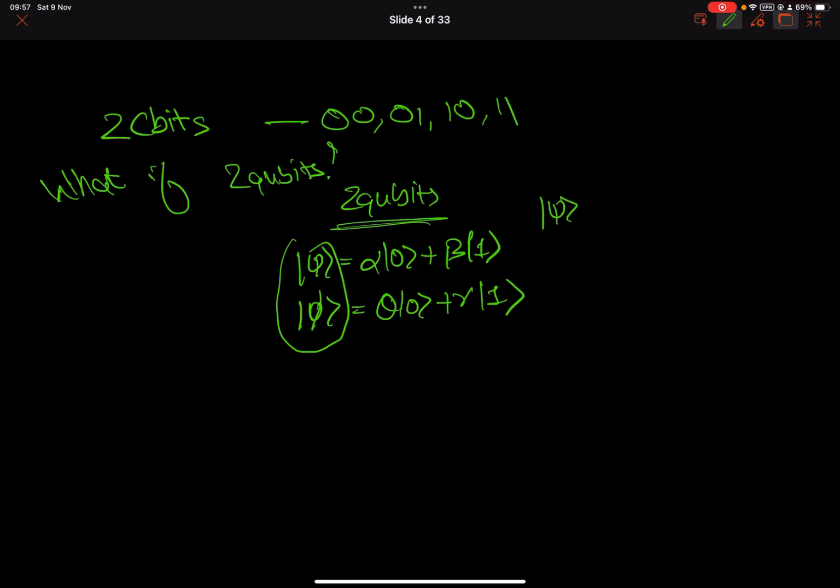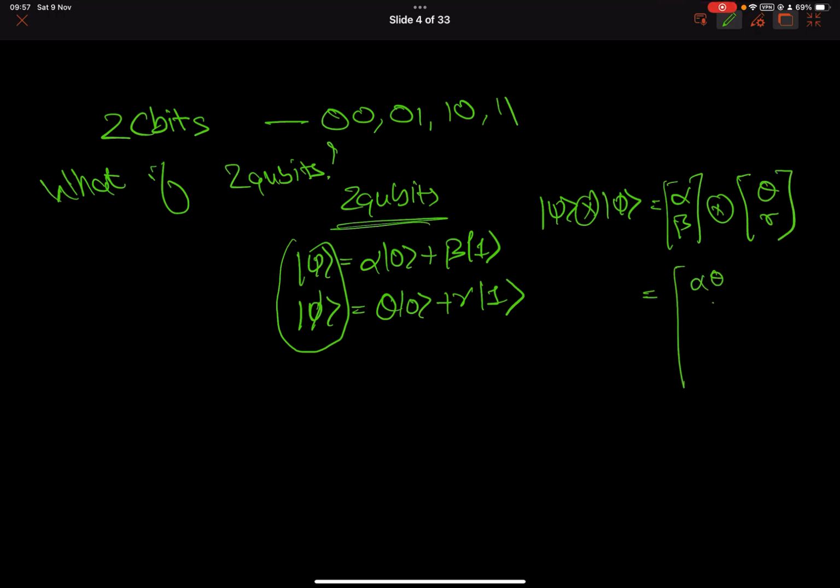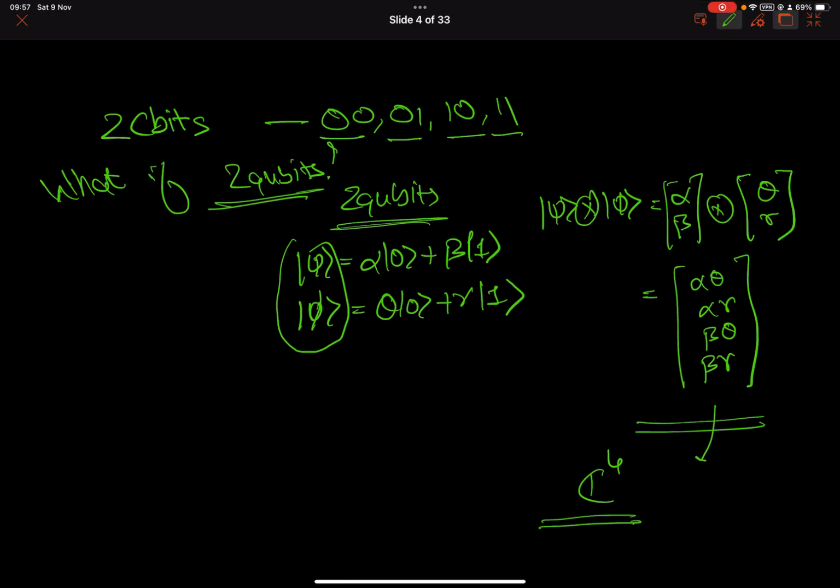So a tensor product means this. If I write it in the standard notation form, I can write this as alpha theta, alpha gamma, beta theta, beta gamma. And this exists in a four-dimensional complex vector space. So let's recap. In classical computing, two classical bits are represented as 00, 01, 10, 11. In quantum computing, the two qubits are represented as the tensor product of those two qubits. So when I have two qubits, it exists in a 2 to the power 2 dimensional complex vector space. Suppose I have n qubits, then it will exist in a 2 to the power n dimensional complex vector space.